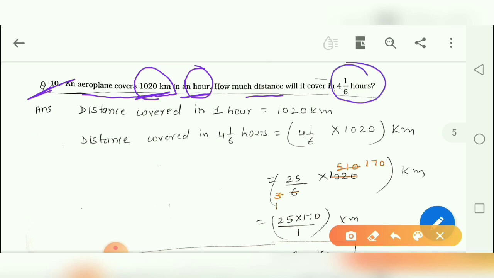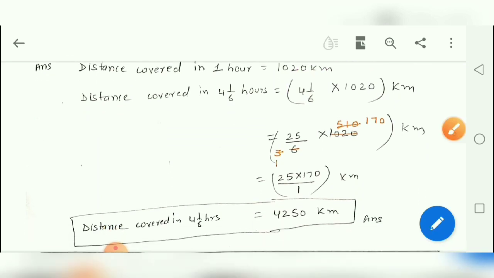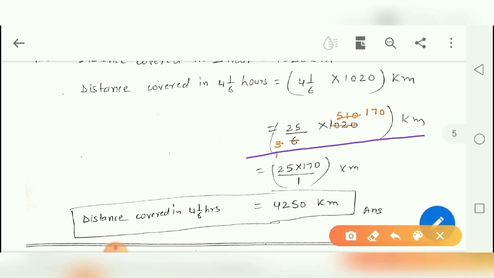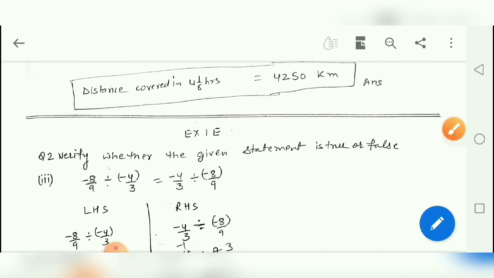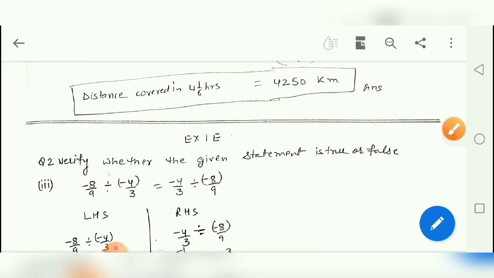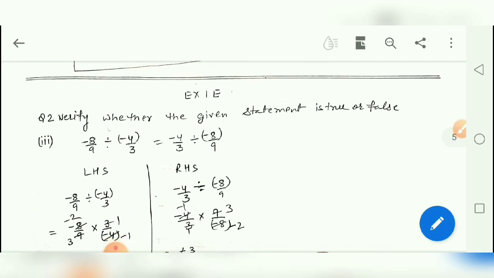So, the equation will be the distance covered in 4 1 by 6 hours. We will multiply the number of hours by the kilometers. So that will be the answer. So here we have done the calculation by cancelling, and we get 4,250 kilometers as the total distance covered in 4 1 by 6 hours. So in this way these word problems which were given are over.